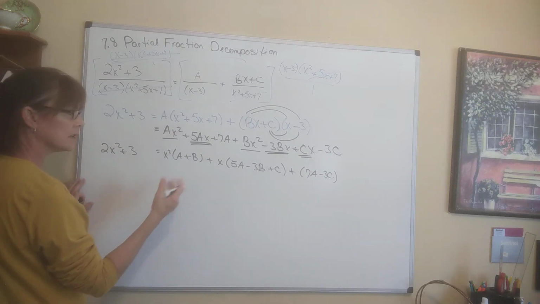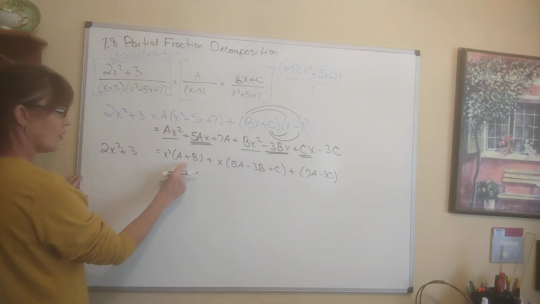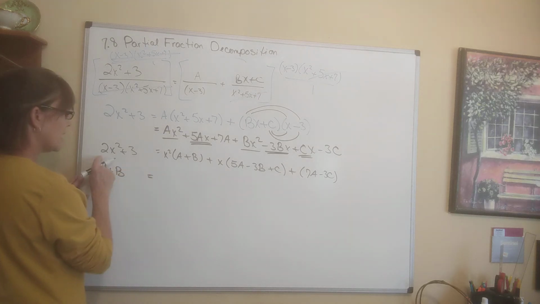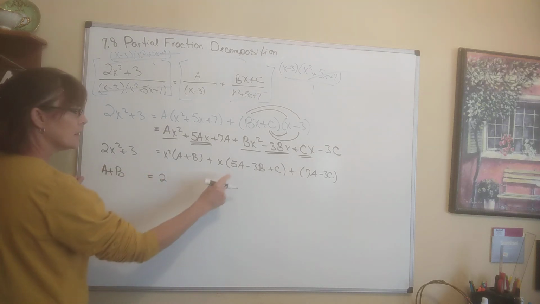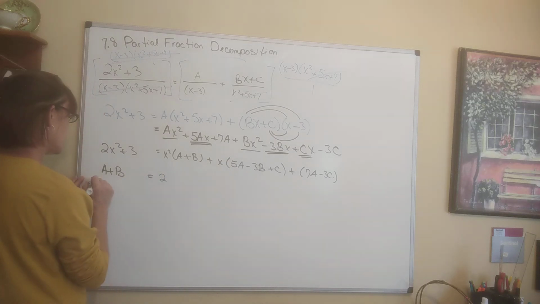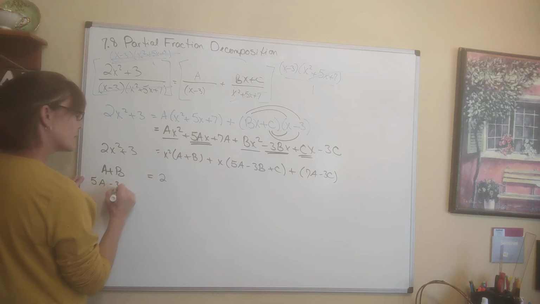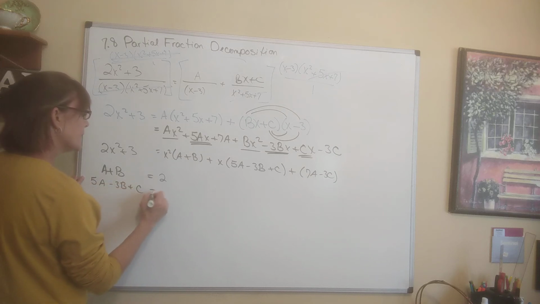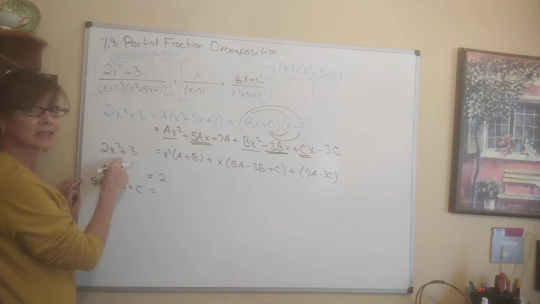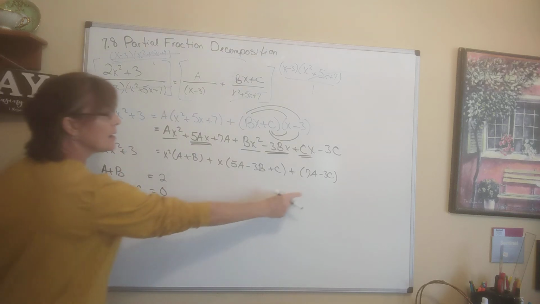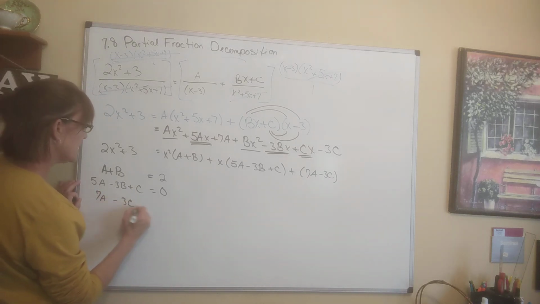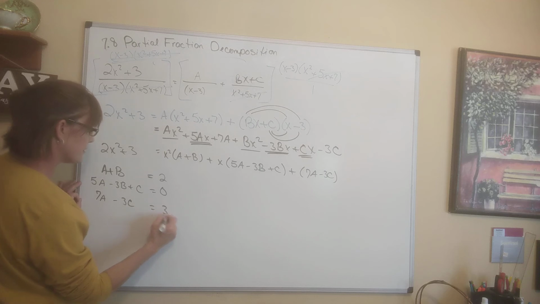Let's equate coefficients. The coefficient of the x squared term is a plus b. The coefficient of the x squared term over here is 2. The coefficient, or the number in front of the x over here, is 5a minus 3b plus c. The coefficient of the x term, there's no x term, so his coefficient is 0. The constant term, 7a minus 3c is equal to the constant term over here, which is 3.